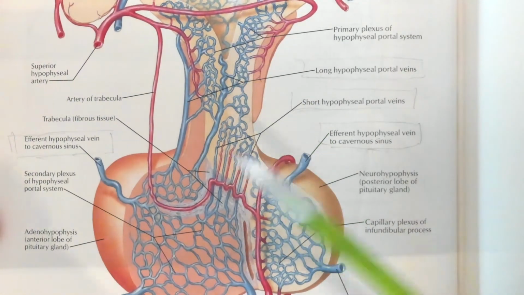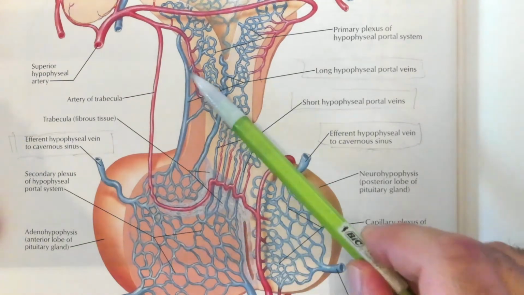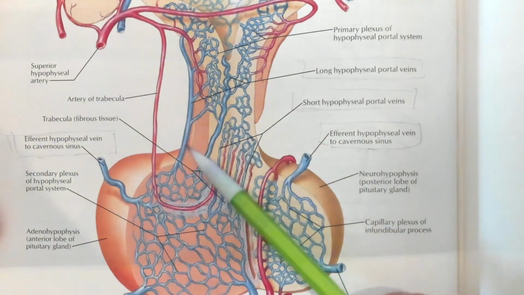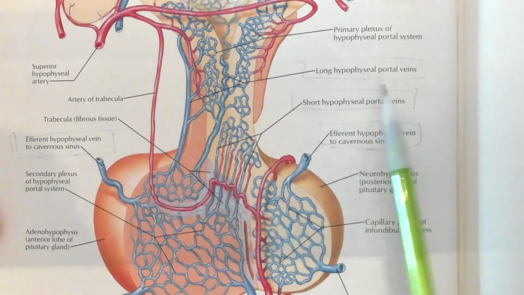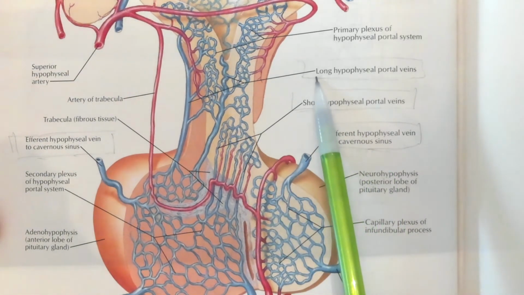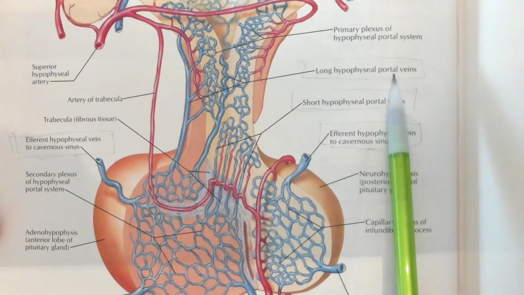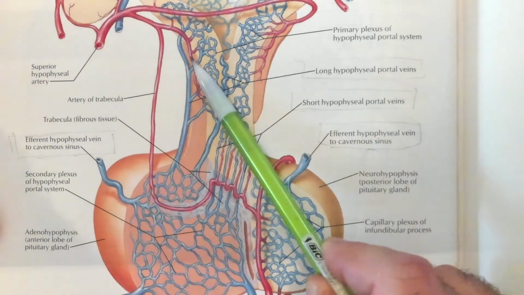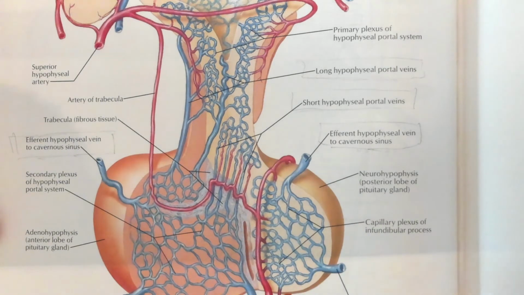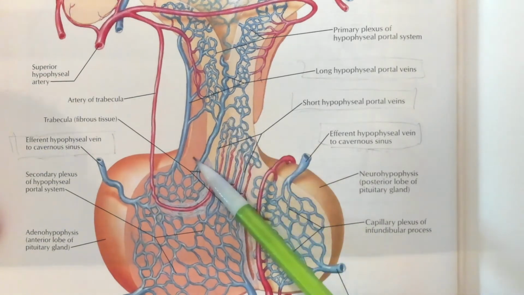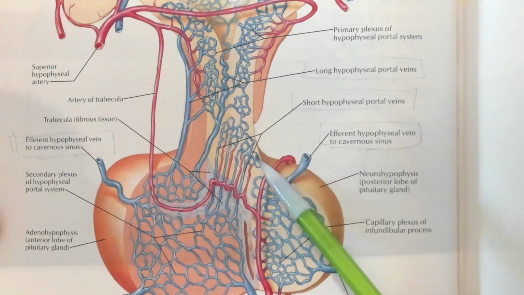And then what we see here that's very interesting is that we've got these two very large blue veins. And notice what they're labeled as. It says long hypophyseal portal vein, which is this one. And then this one right here is known as the short hypophyseal portal vein.